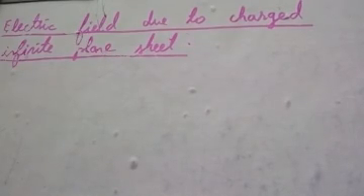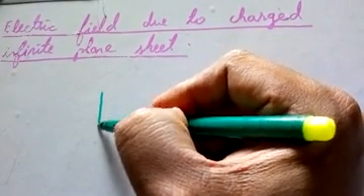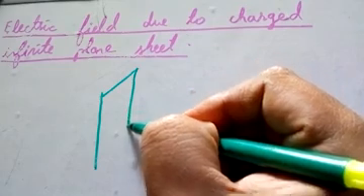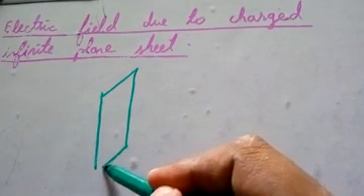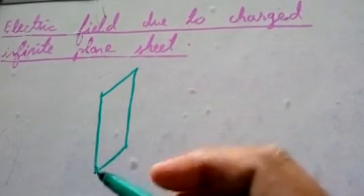Let us consider an electric field due to a charged infinite plane sheet. For this we will take a charged plane sheet. For that we'll take, say, a plastic or a glass sheet. So let this be a plane sheet. It's made of glass, or plastic, or any metal. So this is a plane sheet.